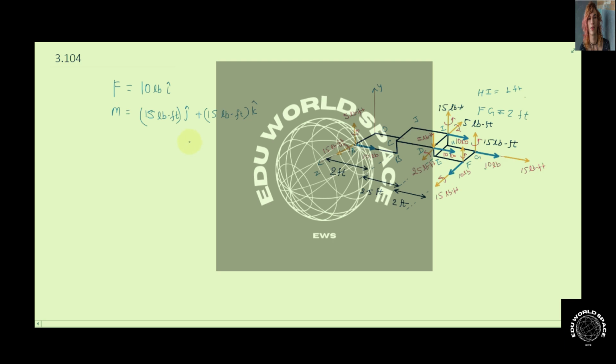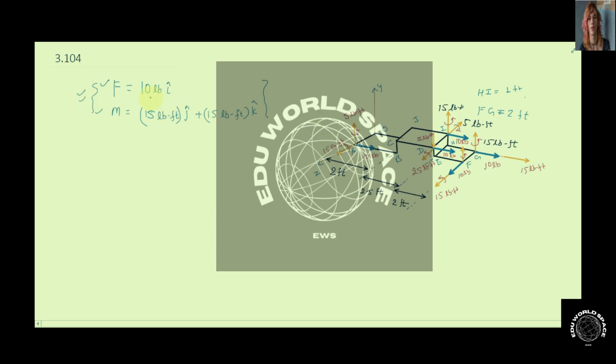Problem 3.104. In this problem, we have to determine which force couple system will be equivalent to the given force, that is F equals 10 I cap and M equals 15 J cap plus 15 K cap about point O. To calculate this, first of all we will try to calculate the equivalent force couple system for each of them, and then we will compare them with our desired force couple system at the origin.